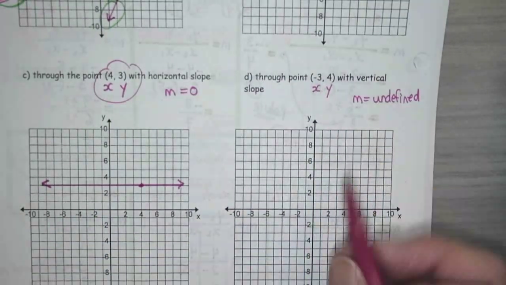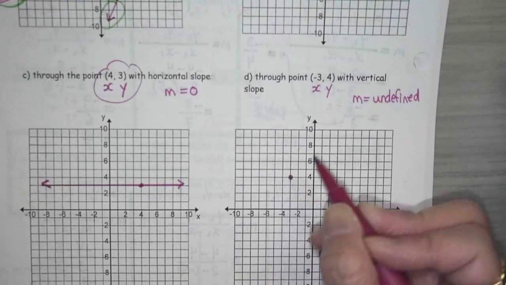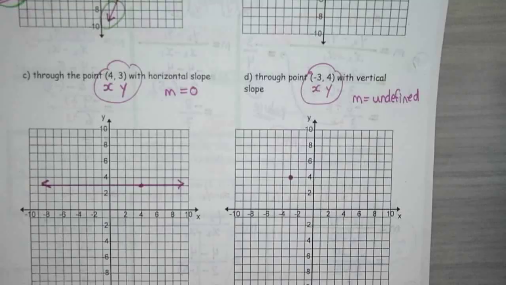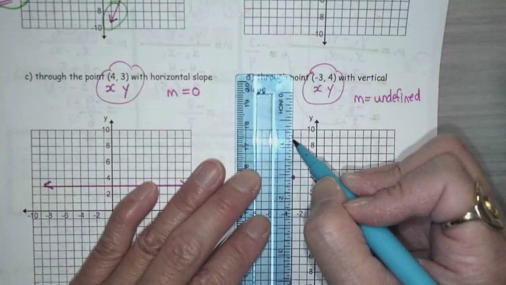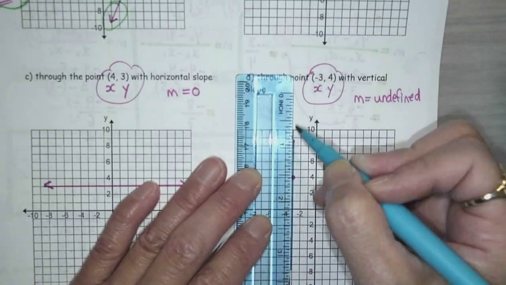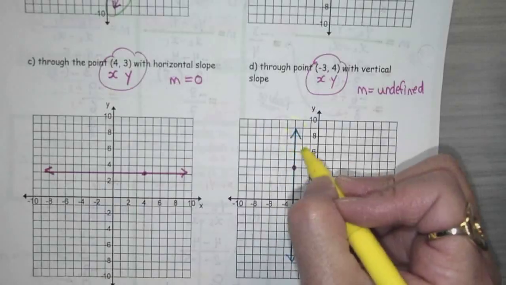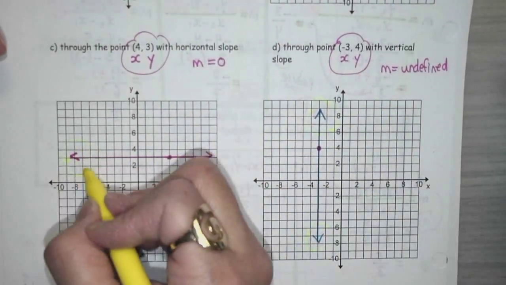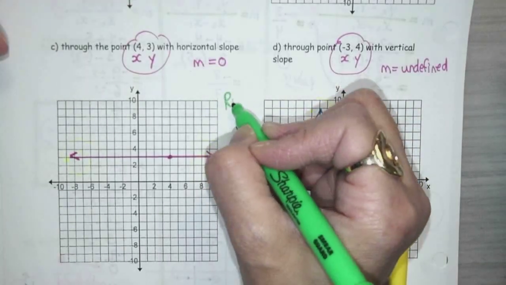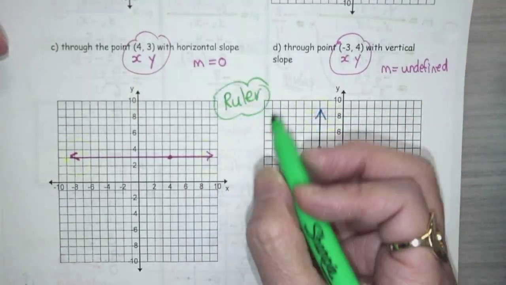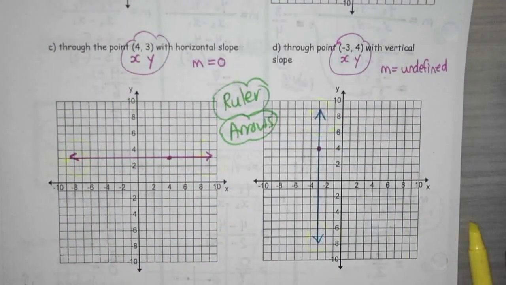So I want -3 and 4, so up 4. So -3, 4. That's this point. And I want an undefined slope, which means I want you to just go right through here with a vertical line. And then put arrows on the end. So I still want the arrows. Okay, and I want a ruler. You have to use a ruler. I'm going a little fast because I know that you can stop the video and rewind.